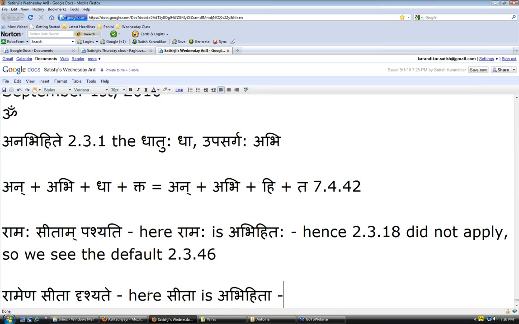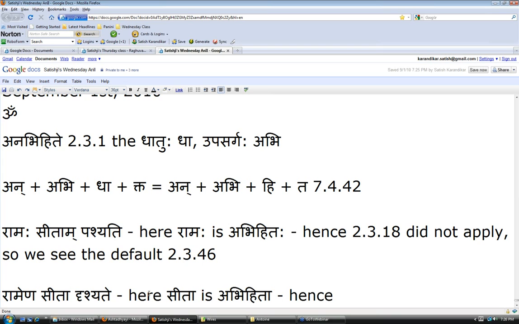And so hence we did not use the karmani dvitiya. Now, don't forget one thing: Sita still has the karma sanjna. The karma sanjna is still not lost, even if Sita became abhihita and took prathama vibhakti. That's why we should not immediately translate karma into dvitiya.